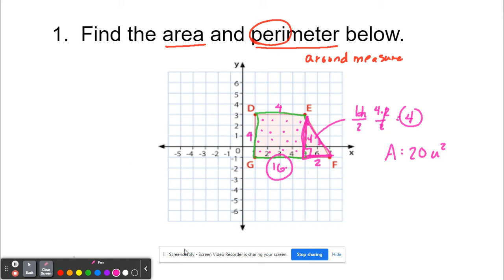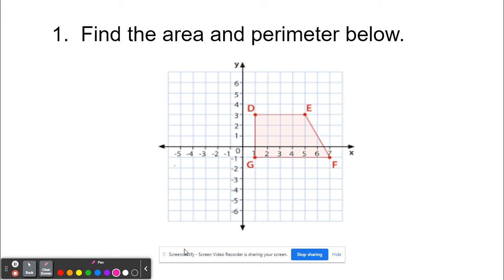Now we're going to go back and find the perimeter. So I'm going to clear my ink. Remember we said the perimeter is just if I'm walking. So if I walk here, that's 4 units. If I walk here, that's another 4 units. If I walk across the bottom right here, 1, 2, 3, 4, 5, 6, that's 6 units.